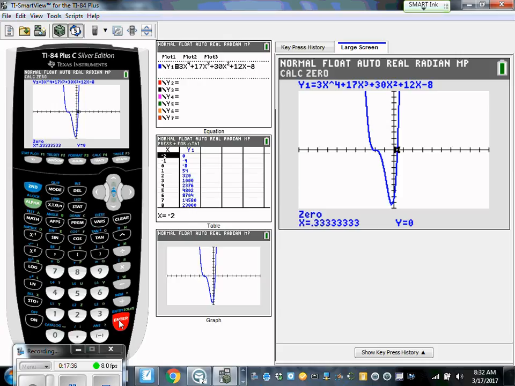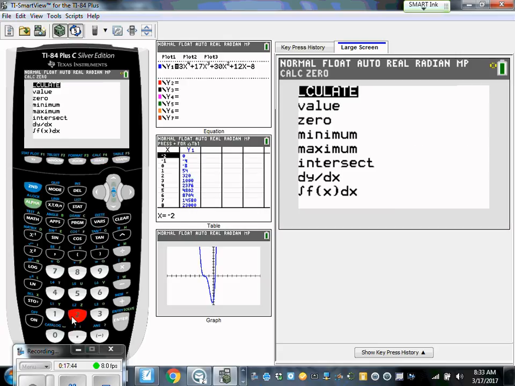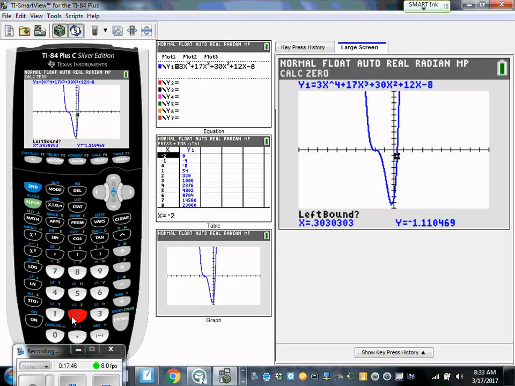You'll remember, I promise. So you'll hit second trace, brings up your calculating menu. Okay, which one do I want? The 0, so choose option number 2. And it's going to bring up left bound, question mark. You need to move your cursor. In this case, it's below, because it depends on which one I'm looking for. If I was trying to find this one, where's left of this one?